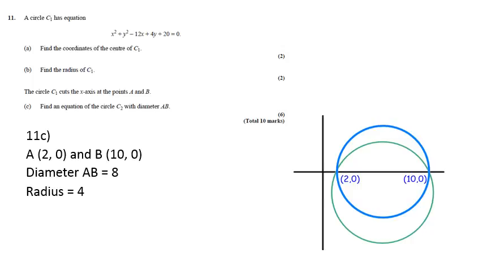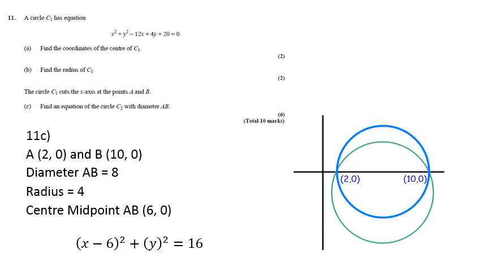So now we need to find the midpoint. Well, the midpoint between 2 and 10 is 6, because 10 plus 2 is 12, divided by 2 is 6. So now we can substitute this information into the equation of a circle to give us x minus 6 all squared plus what would be y minus 0 squared, but that's just y squared, equals 16.